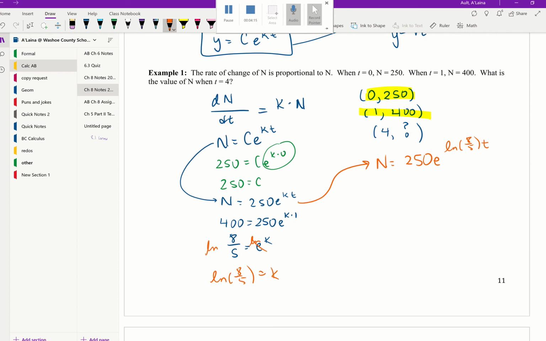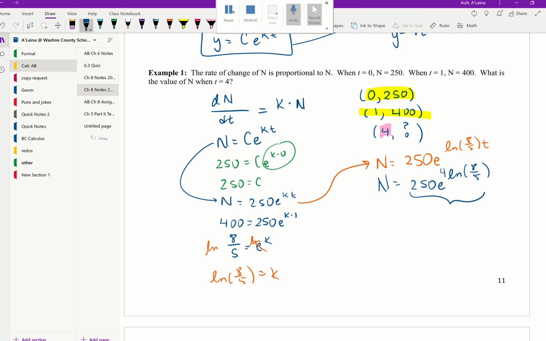Well, here's why that's helpful. I now can solve my problem. We now know that we want to use when t is 4. So n is equal to 250 times e to the natural log of 8/5 times 4. Now, it might make more sense to put that 4 as a multiplier in front. It is not changing the argument 8/5. Okay, it's not 8/5 times 4. It's 4 times the natural log of 8/5.